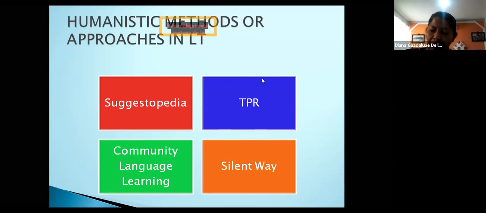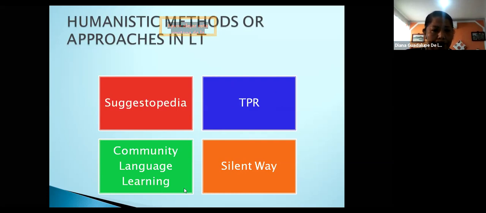TPR. It's an approach that promotes movement. So probably you've had kinesthetic students or you're a kinesthetic student, and you need to move to learn. So when we promote movement in the classroom, students also develop their language skills.